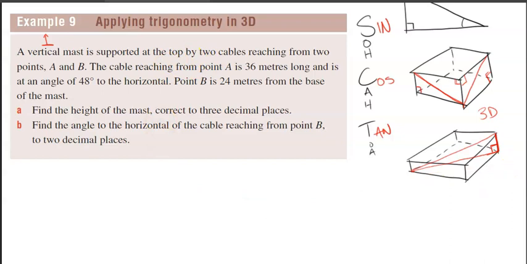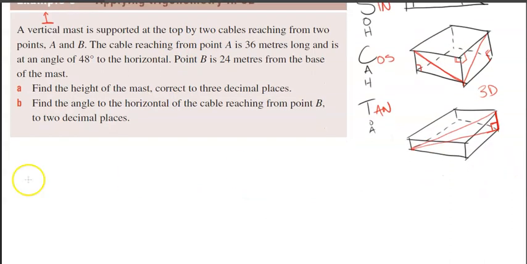All right, let's draw what we do know from that information. So I do know that there is a vertical mast of some sort. All right, so a pole that goes up. That is a terrible pole. Let's try that again.